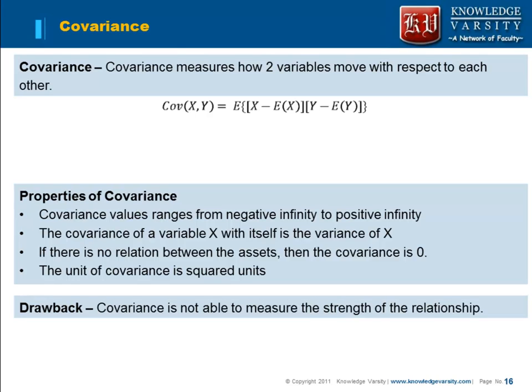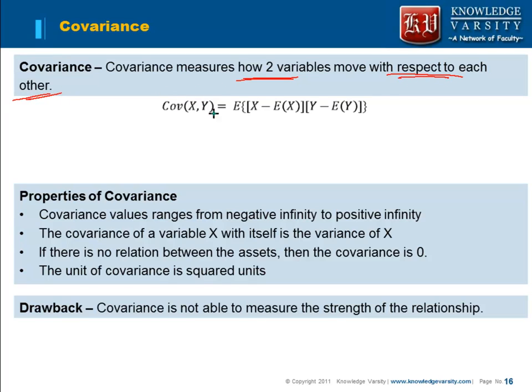We will now bring the concept of covariance and correlation. First, let us see what a covariance is. Note that covariance tries to measure how two variables move with respect to each other. So covariance measures how two variables are moving with respect to each other, right?